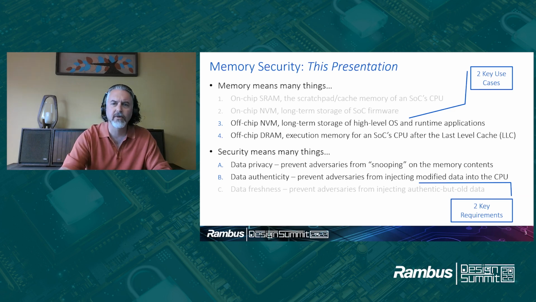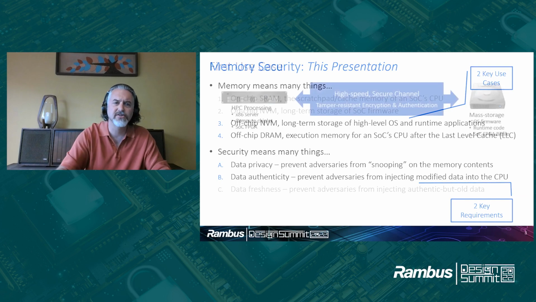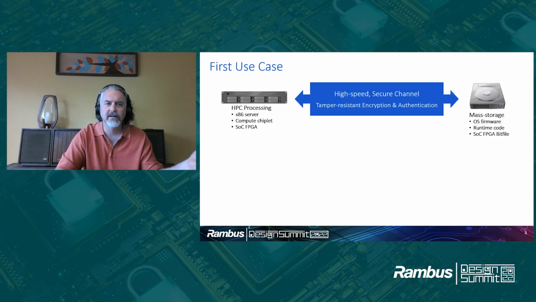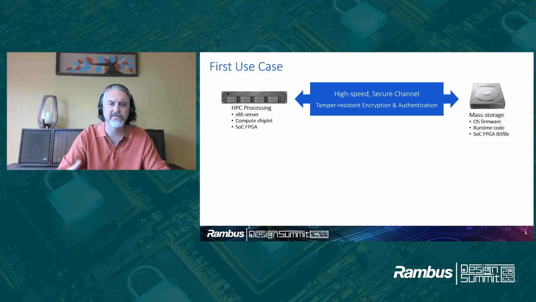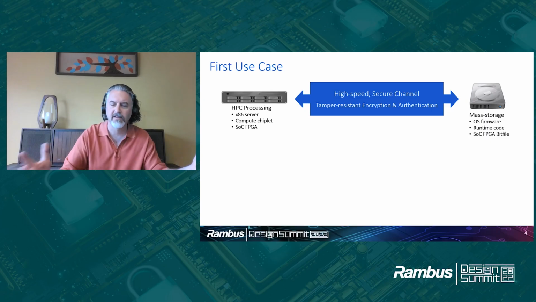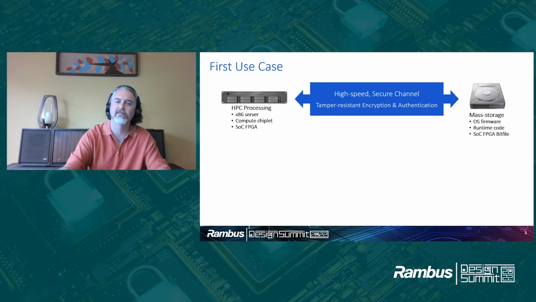So moving on, I'm going to go into the first use case now, over here on the left. I have some sort of high performance compute. This might be a classic x86 server with lots of servers, lots of blades. It might be a chiplet inside of an SIP, and it's the high performance portion of that SIP that's performing the major compute. It might be an SoC based FPGA. There's lots of reasons that you would have high performance compute over on the left, and mass storage off-chip, over there on the right.